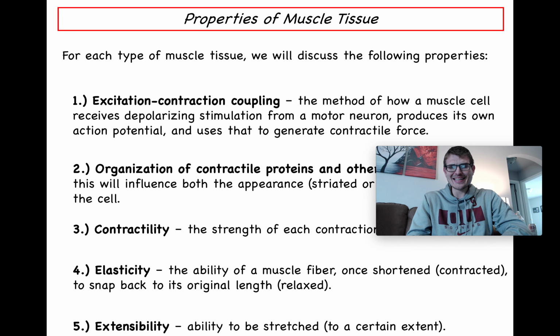And then finally, extensibility. Basically, this ties into the elasticity part of it. We want to be able to stretch the muscle to a certain extent. Obviously, you can go overboard with these things, but all of these properties are going to be extremely important to our understanding and overall discussion of muscle in general.